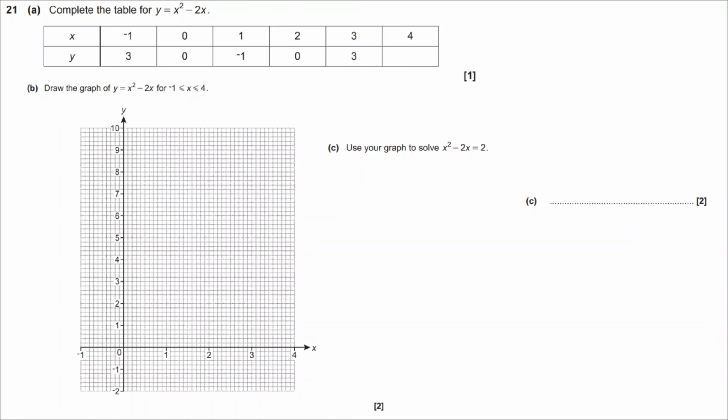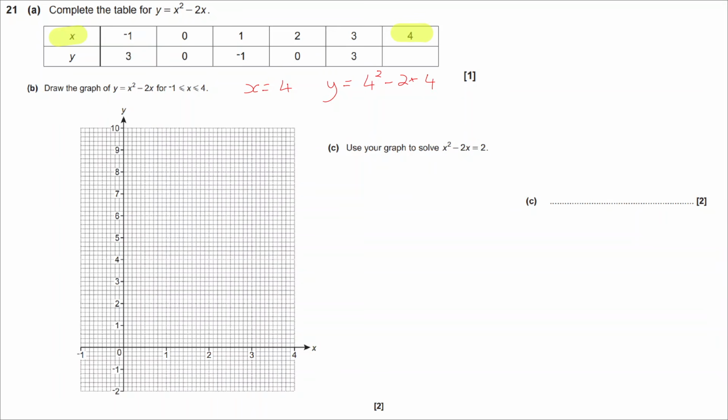Okay, question 21a. You've got to complete the table of values for this quadratic. They've done the first ones for you. You've just got to find the y value here. It's saying when x is equal to 4, you put it into this equation to get y. So y equals x squared, x is 4, so 4 squared, take away 2 times your x value, which again is 4.